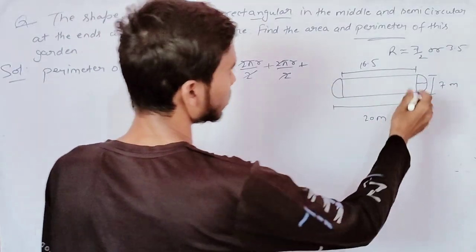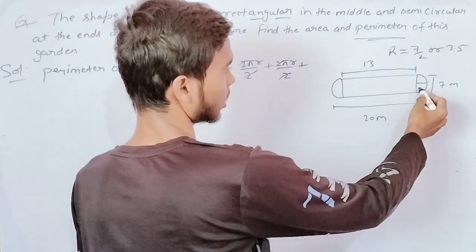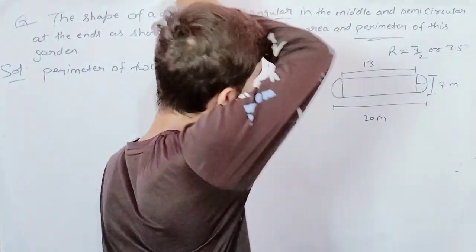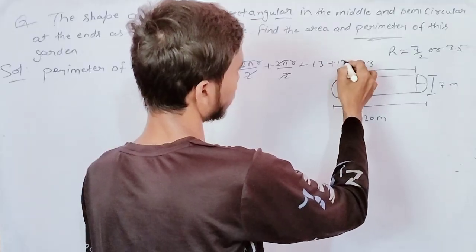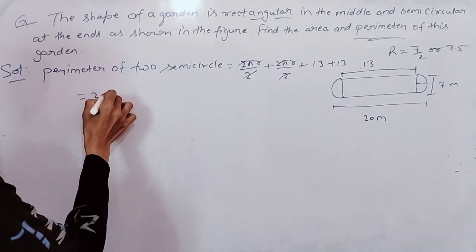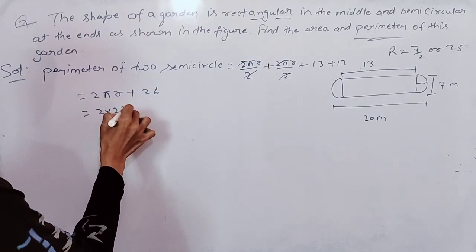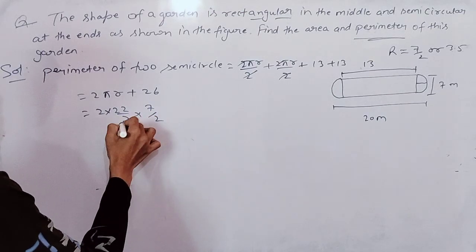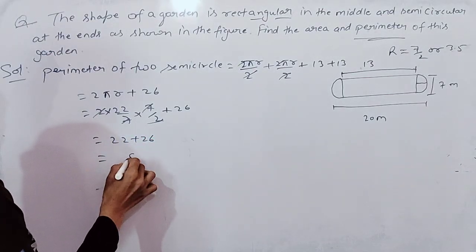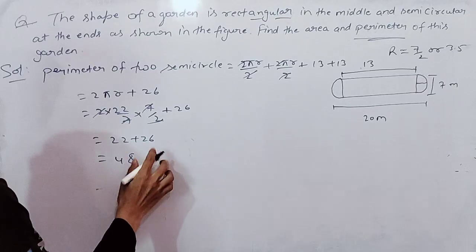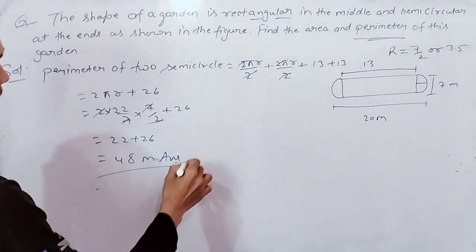This would be how much? 13. Because this and this would be 7. 7 from 20 will give us 13. 13 plus 13. Now 2 pi r plus 26. 2 multiple 22 upon 7. R is 7 upon 2. This and plus 26. 22 plus 26, 48 meter square. This is the total perimeter of this garden.